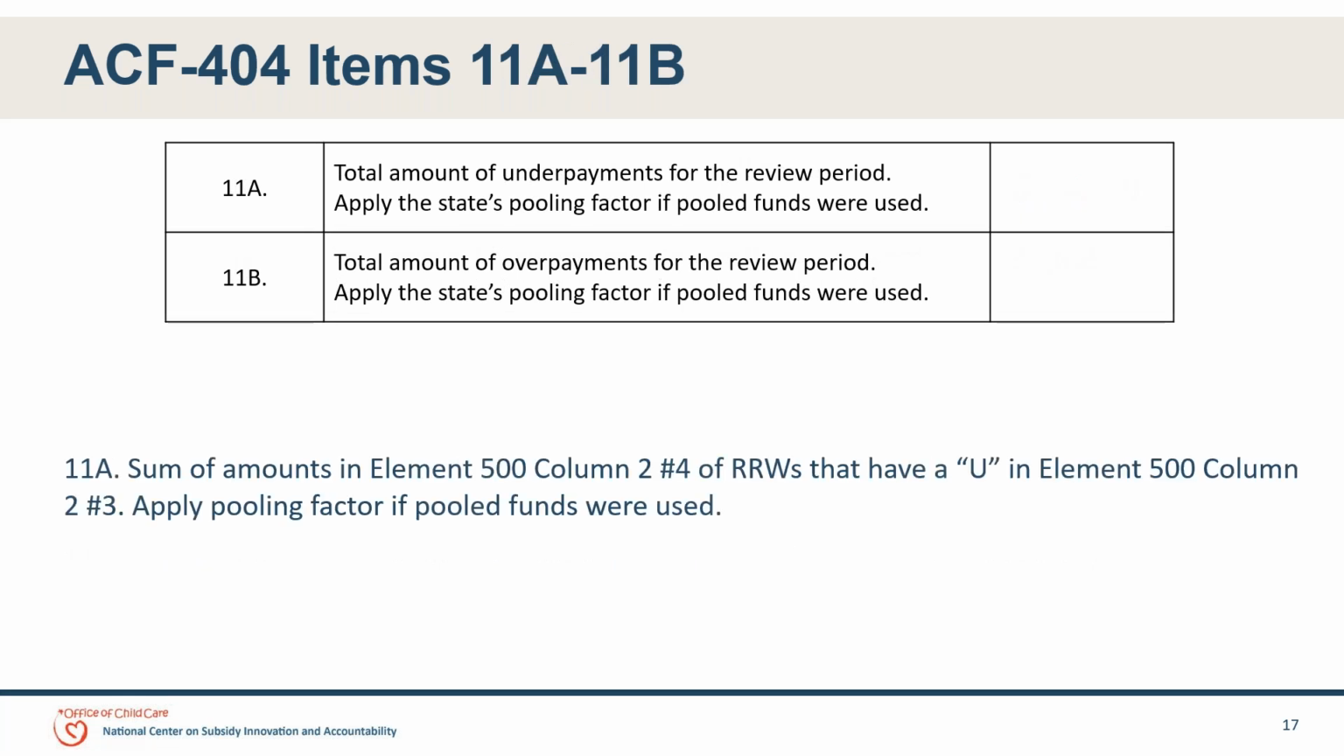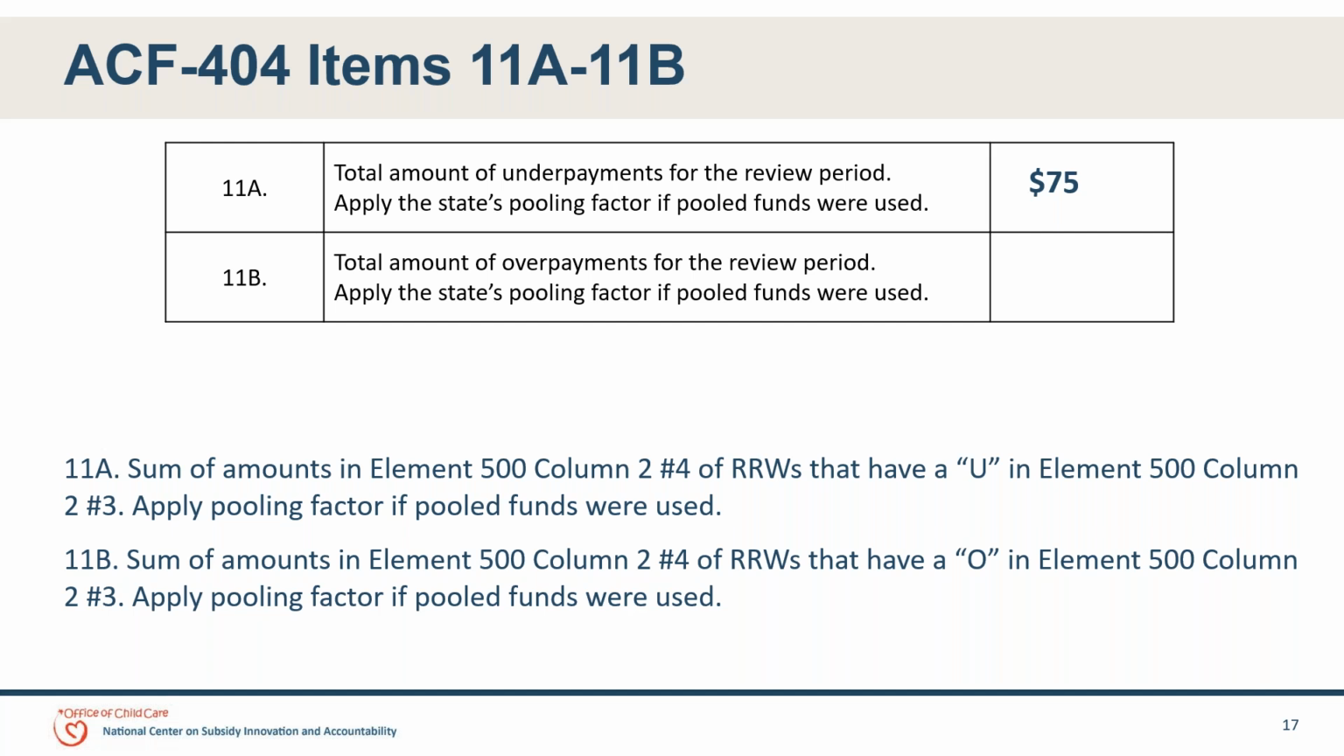Item 11A is asking for the total amount of underpayments for the review period. And you'll find this by summing up the amounts in element 500, column 2, number 4 of the record review worksheet for the cases that have a U entered in element 500, column 2, number 3. Our example has $75 in underpayment.